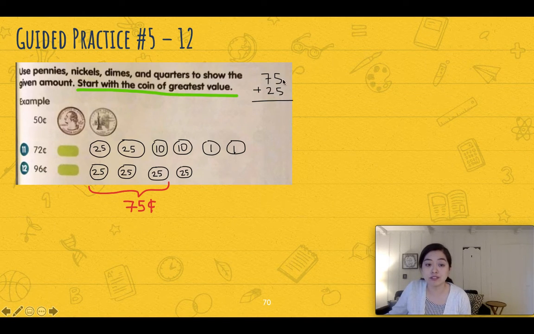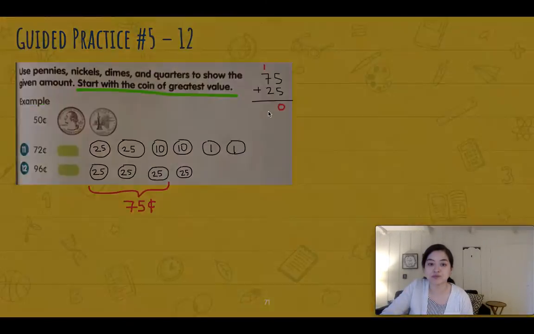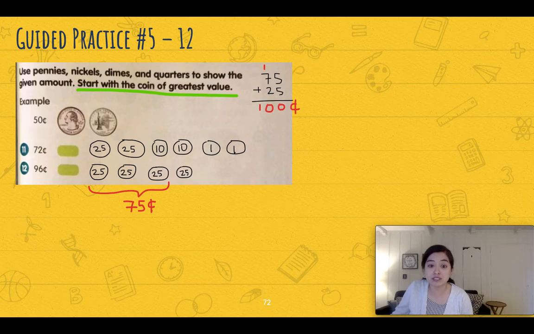So here, I'm doing 75 plus 25. So let's add the ones, which is 5 and 5 make 10. I'm going to regroup that and put the 1 here. So now we're going to add the tens. And now for the tens column, we have 3 numbers that we have to add, right? We have to add 1 and 7 and 2. 1 plus 7 is 8. 8 plus 2 is 10. So that gives me 100 cents.